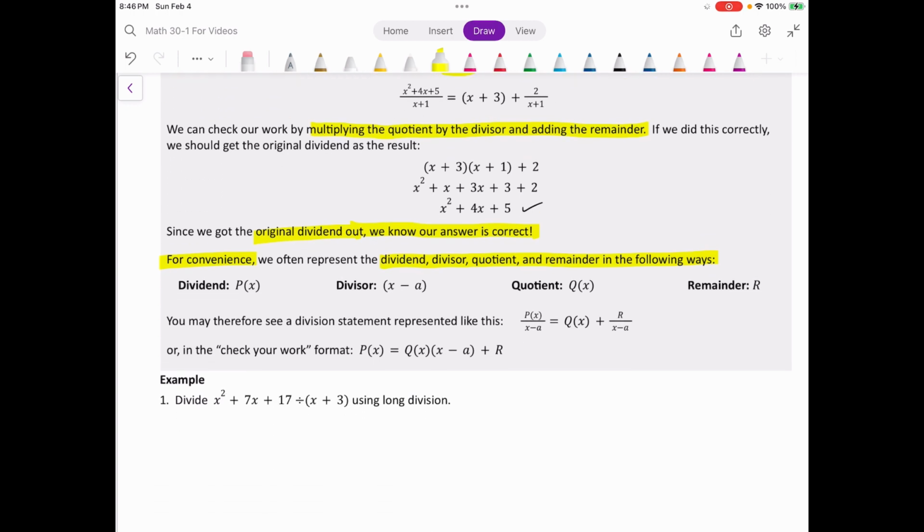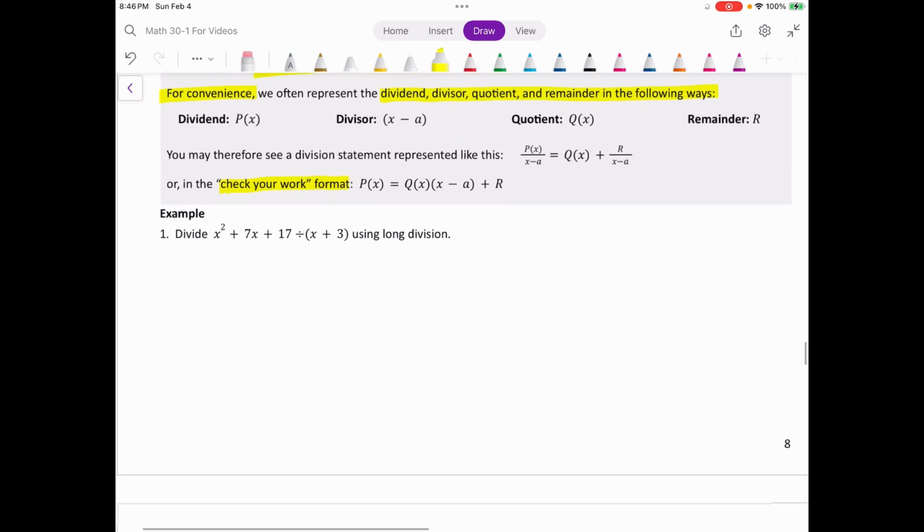Or in the kind of, I'll call it the check your work format, where we've multiplied both sides by x minus a. You can check that there, right? If I multiply this side by x minus a and this side by x minus a, our polynomial will be equal to the quotient times the divisor plus the remainder. Okay, again, that's just multiplying both sides by x minus a. Ready to try it out? Let's see if we can perform this polynomial division using long division.